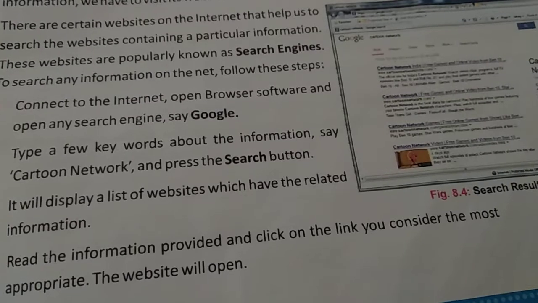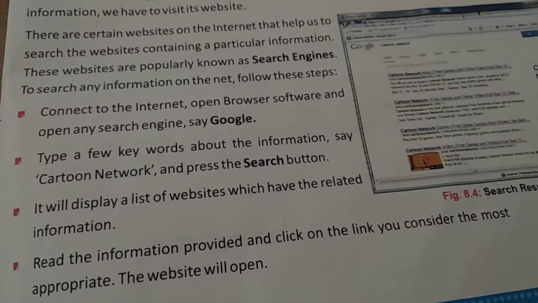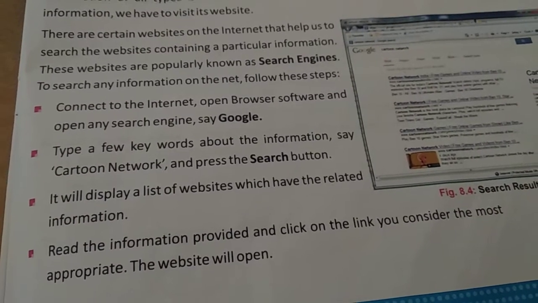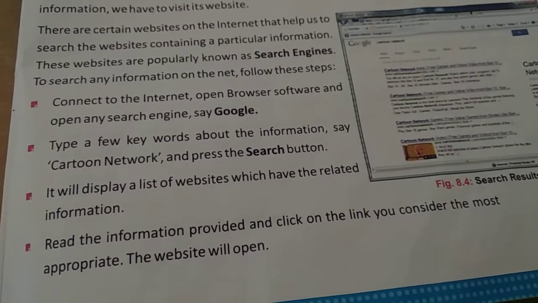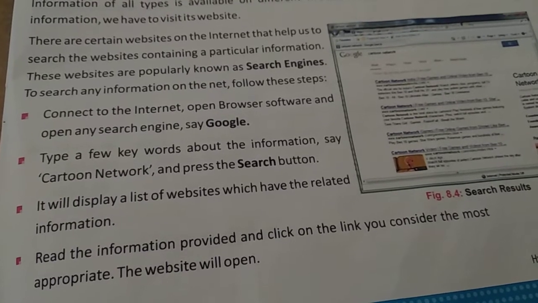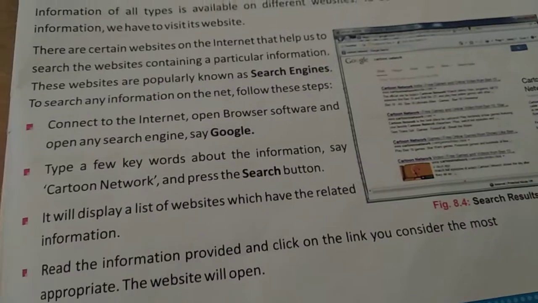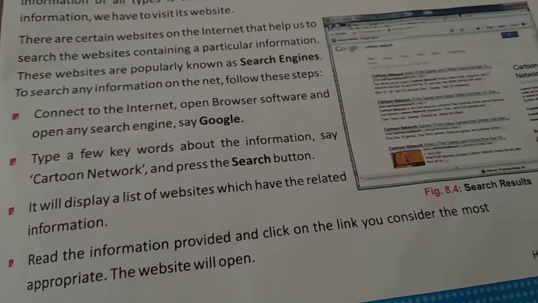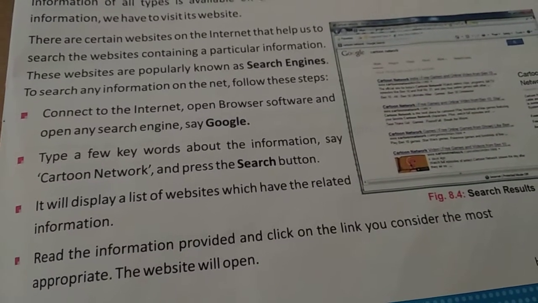Let's see. Connect to the internet, open browser software and open any search engine, say Google. Type a few keywords about the information, say Cartoon Network, and press the search button. Now what do you have to do? You have to know information about the Cartoon Network channel. First of all, your laptop or PC should be connected to the internet.